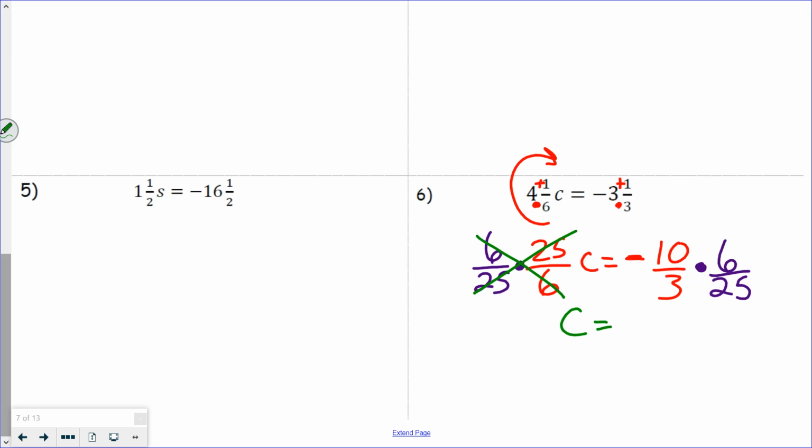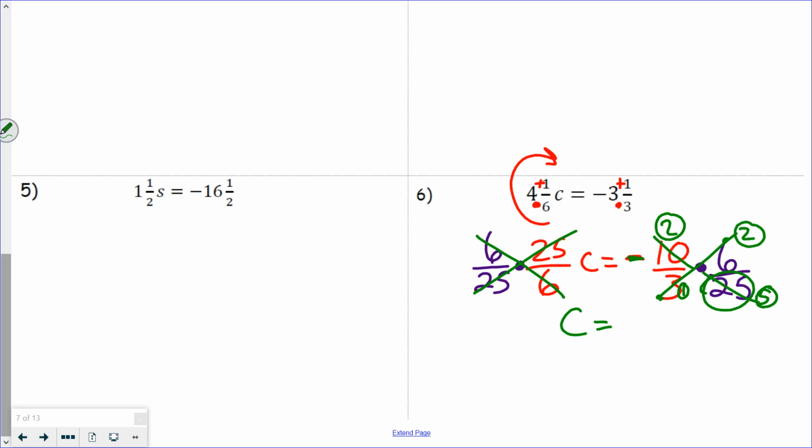So C equals, and then on the other side I have to cross cancel. I know a 3 can go into 6 twice. But what about 10 and 25? 10 can't go into 25. Do they have a common factor? What number do you think can go into both 10 and 25? 5. Yes, 5 is correct. So if I take 10 and divide it by 5, it's really a 2. And then don't forget we still have this negative here. And then take 25 and divide it by 5, and we get 5.